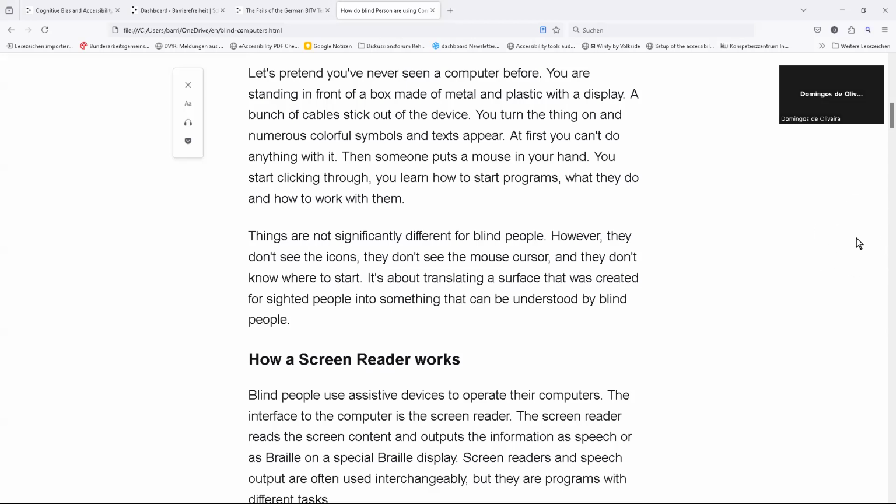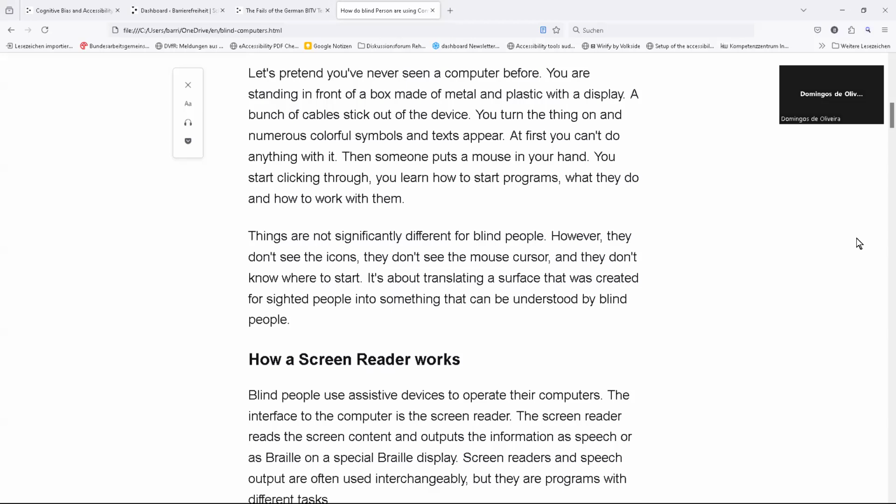The first problem for blind people is that they are confronted with a graphical user interface which was not made for them. You have symbols, you have the mouse cursor and other things which are created for people with vision. And that makes it very difficult for them to use a computer. And they use a software called a screen reader. The screen reader is interpreting information in a way that blind people can understand it.